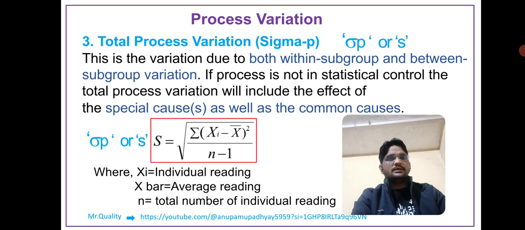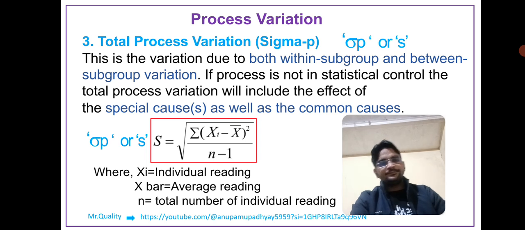And n is the total number of individual readings. In the case of 100 readings, if we are taking a subgroup size of 4 or 5, then the total number of subgroups will be 25 or 20. With a subgroup size of 4, there are 25 subgroups, and with a subgroup size of 5, the number of subgroups will be 20 per 100 readings.